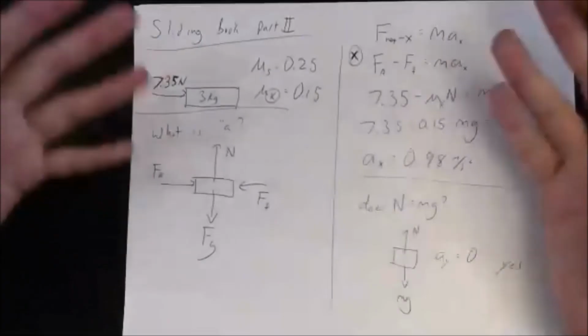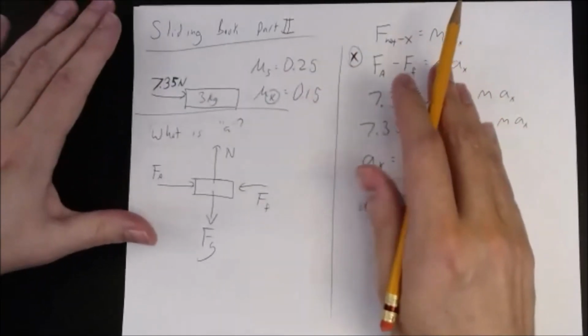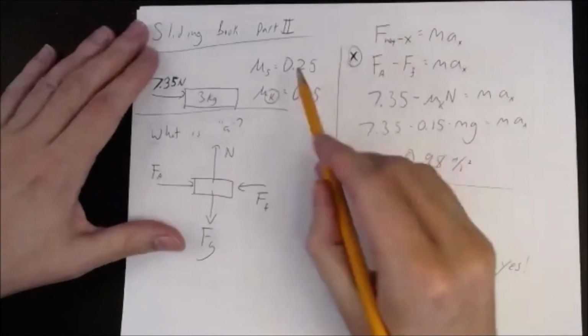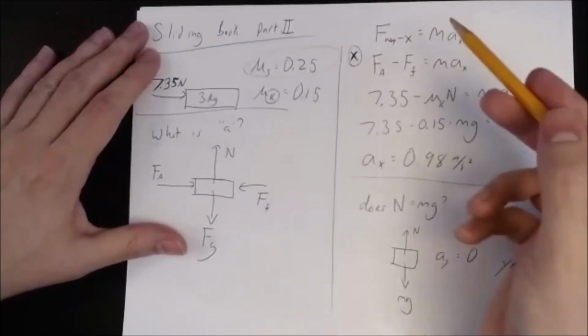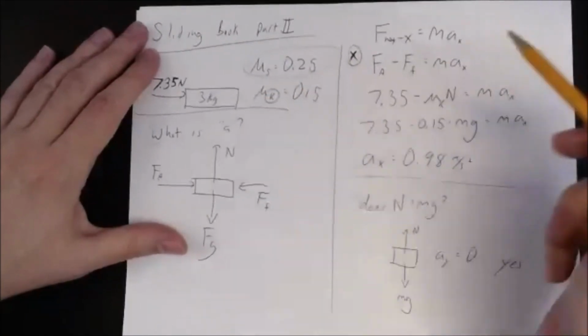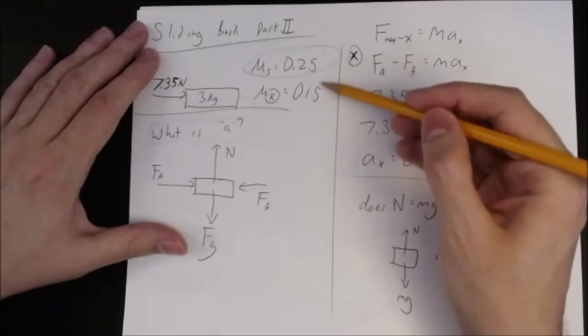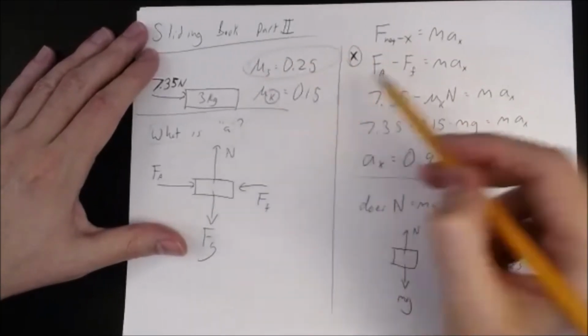So to summarize, if something in your problem is not moving at the moment the problem begins, then you're going to deal with static friction. If it is moving, you're going to deal with kinetic friction. So being able to tell whether this object is moving or stationary matters. If it's stationary, static. If it's moving, it's kinetic.